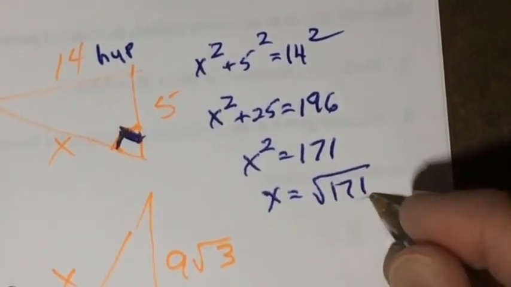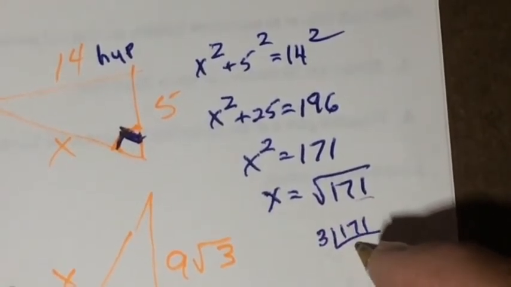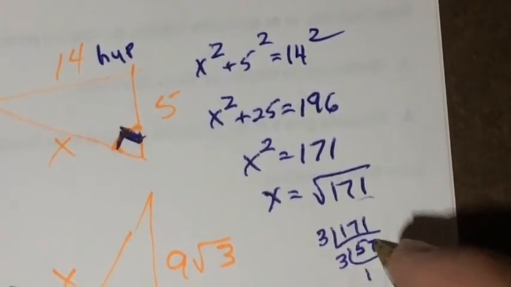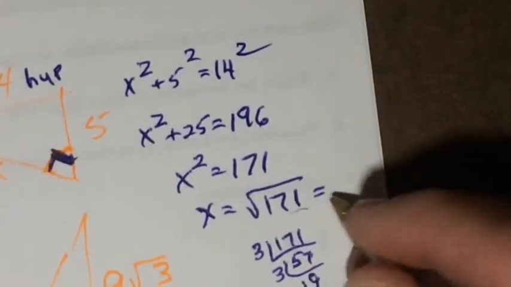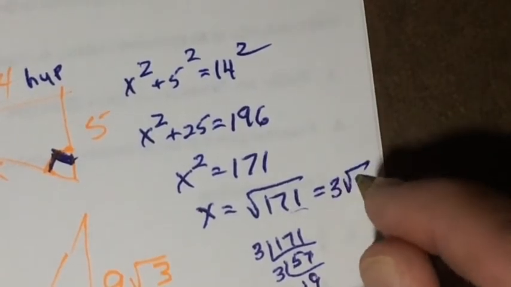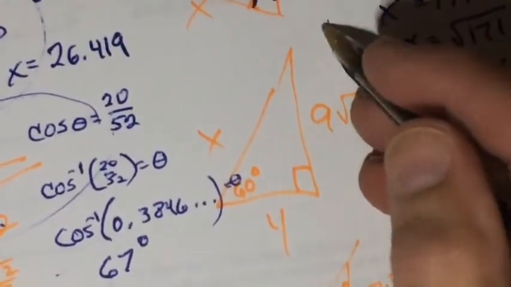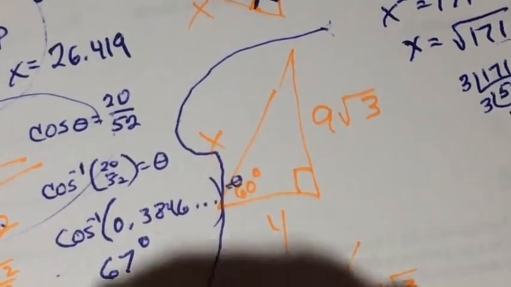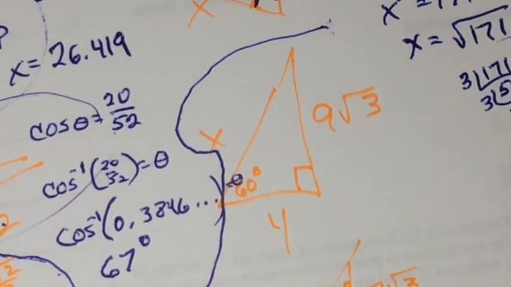And I can't put a 2 into that, but I can put a 3 into it. So let's see what happens. This would be 57. I can put a 3 into that too. That's 19. So basically this is 3 square root of 19. That's the answer. Unless you see the number 60 or the number 30 or the number 45, you don't have special right triangles.